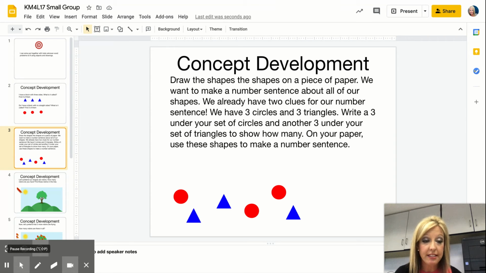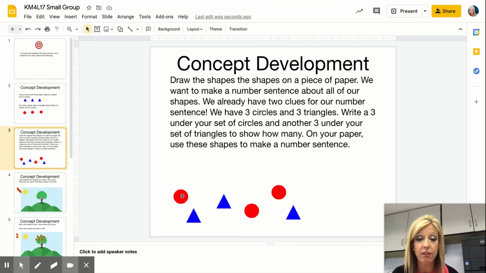For this part of the lesson, you're going to need a pencil and some paper. I want you to draw the shapes on a piece of paper. We want to make a number sentence about all of our shapes. We already have a clue. We know that we have 3 circles and we have 3 triangles. So let's go ahead and break those into sets.